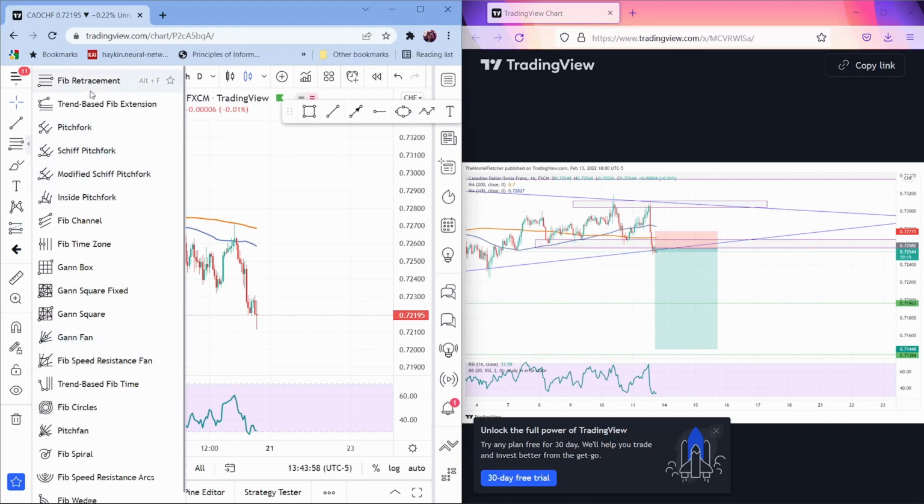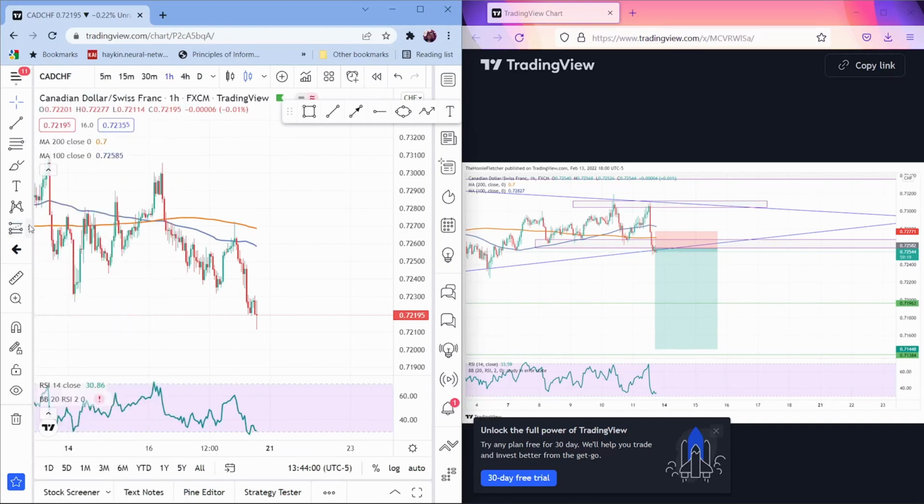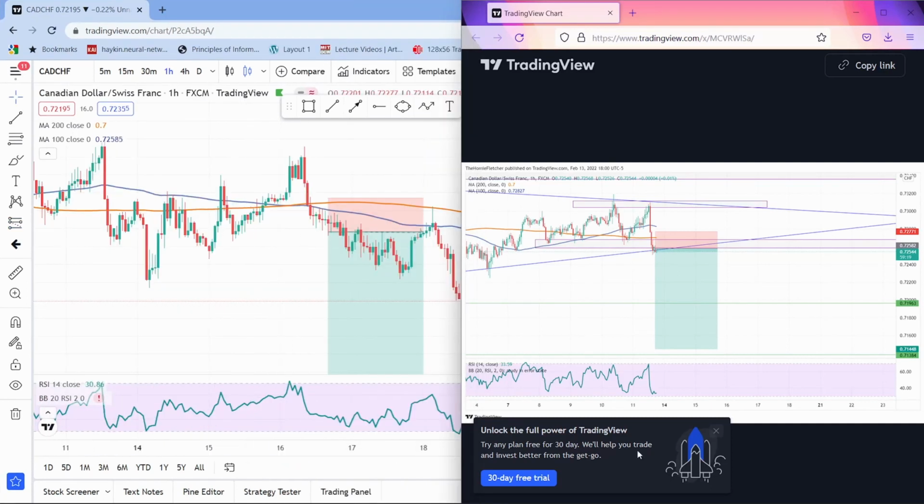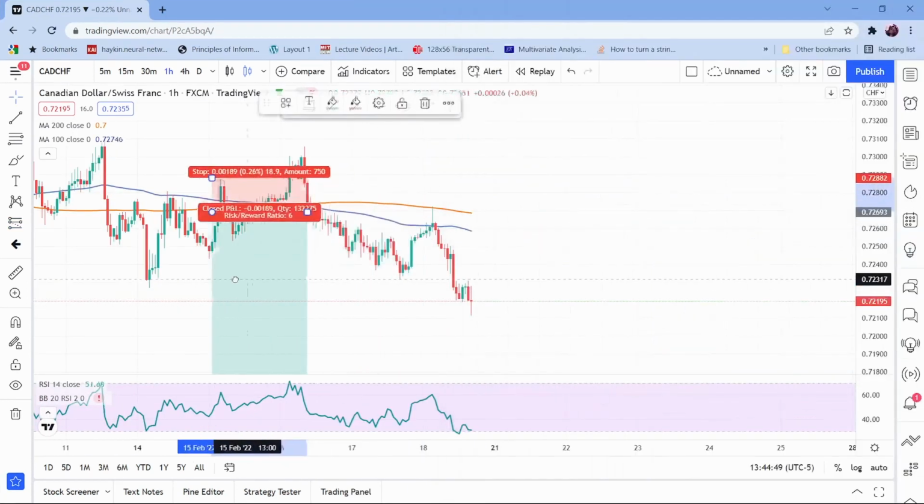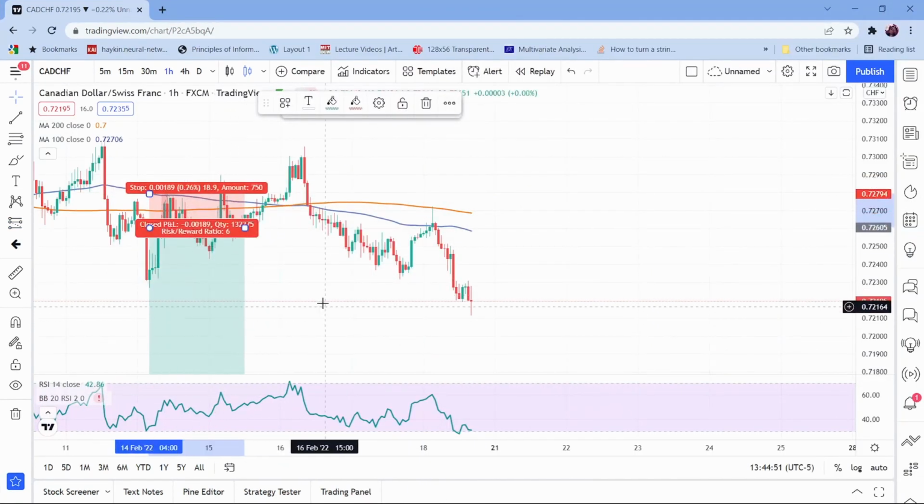All right, so I'll just input the levels right here for the CAD CHF. Just making sure these levels are accurate for you guys.